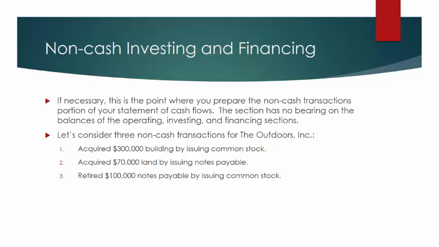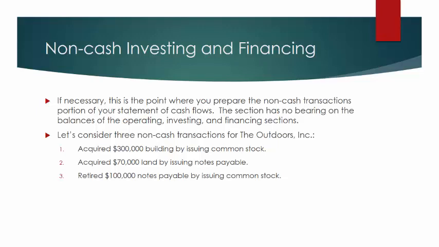At the bottom of a statement of cash flows, if you had any significant transactions during the period which would not affect your cash account but would make a large change to a line item on your balance sheet, you need to display that to users of your information. So let's take the following three examples for the Outdoors Incorporated.